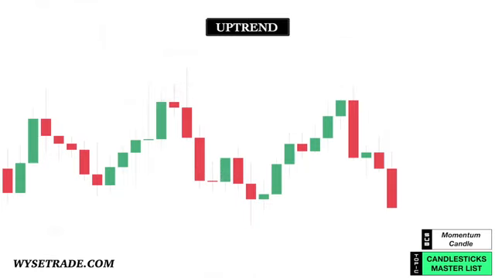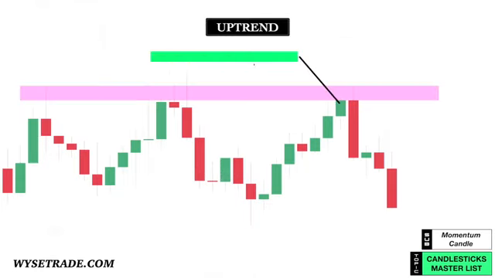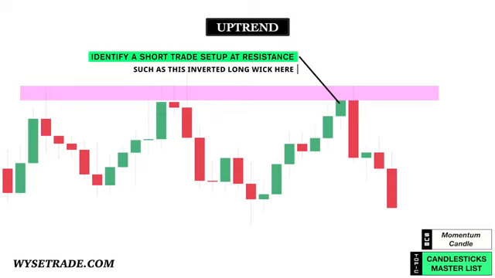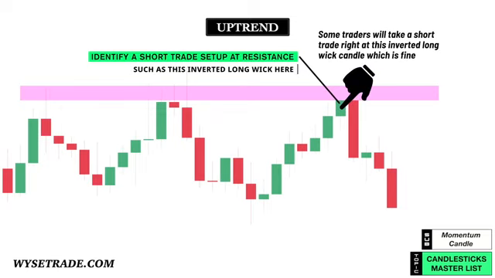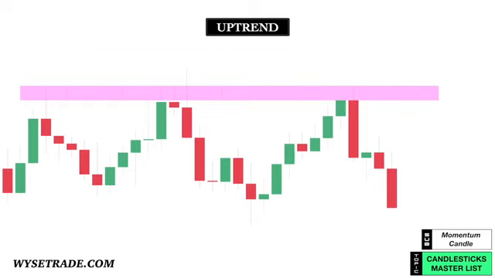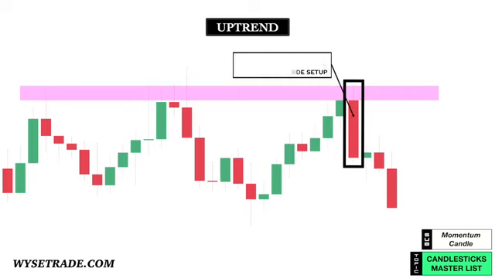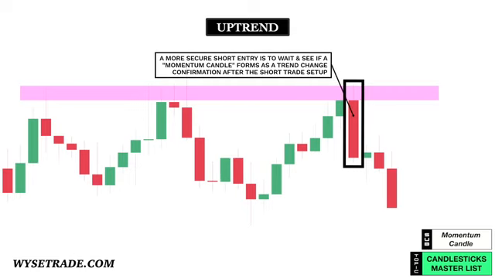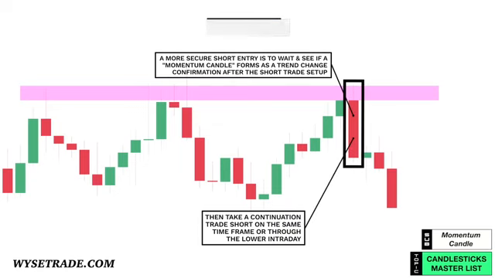So starting with an uptrend, you first need to identify a short trade setup at resistance. Some traders will take a short trade right away after the inverted long wick candle forms here, which is fine. But a more secure entry is to wait and see if you get a momentum candle to form like this after the trade setup. Then you would take a continuation trade short.